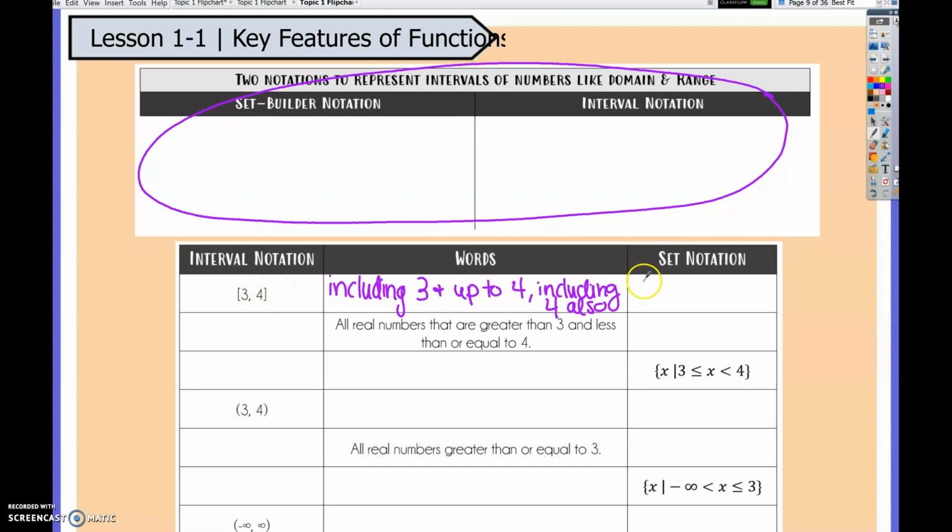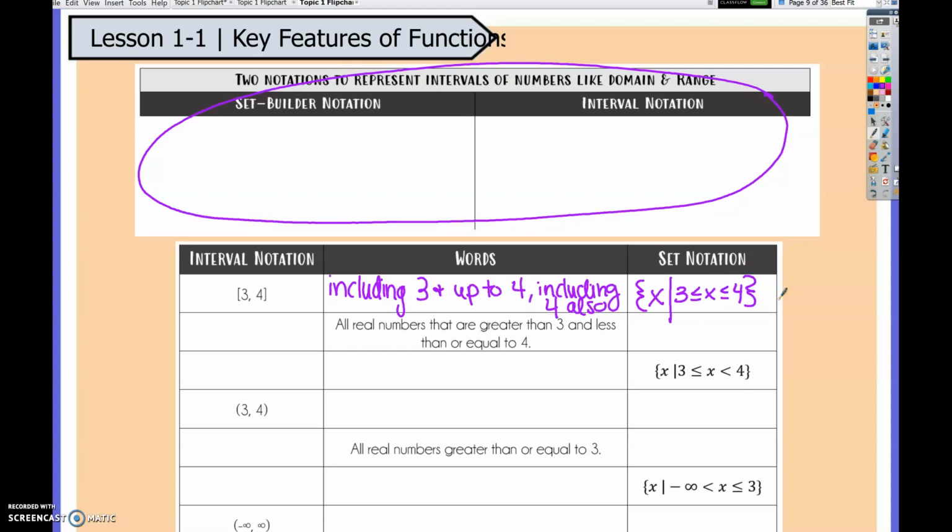For set notation, you may have learned, we start with our braces. Generally, we have our x, and we use our inequality notation. So we would say 3 is the lowest number, is less than or equal to x, is less than or equal to 4. And close our braces.